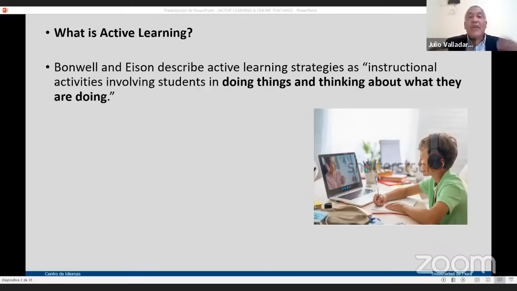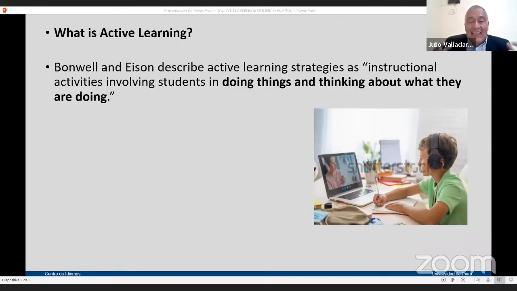And we need to get our students to think about that. That's active learning. That's the core of active learning. Thinking about what I'm doing, thinking about why I am doing it, thinking about the purpose of the activities I have with my students, or getting my students to think about what they're doing. Why? Because that gives them a purpose for learning.